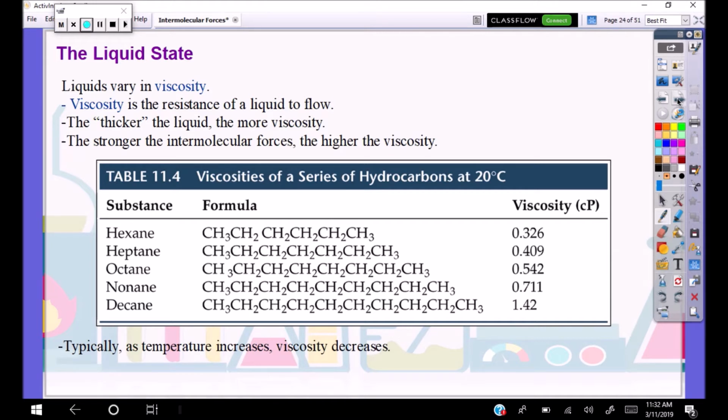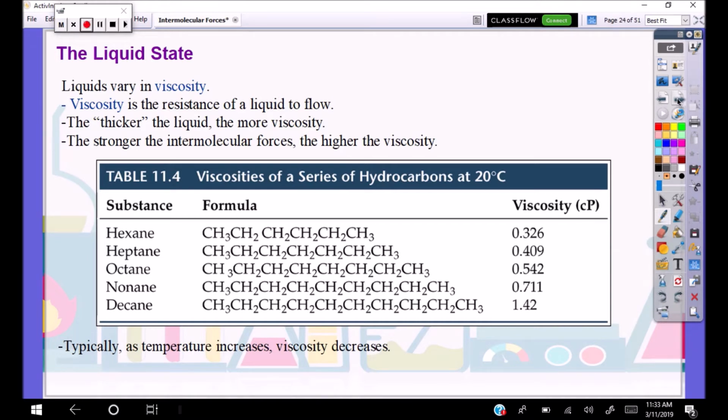If we compare just hexane to decane, decane has a lot more carbons and a lot more hydrogens, and therefore it is more polarizable because there are a lot more electrons. Since it is more polarizable, it will have a very strong London dispersion force. Both hexane and decane are nonpolar substances. Since they have large London dispersion forces, it increases their viscosity.